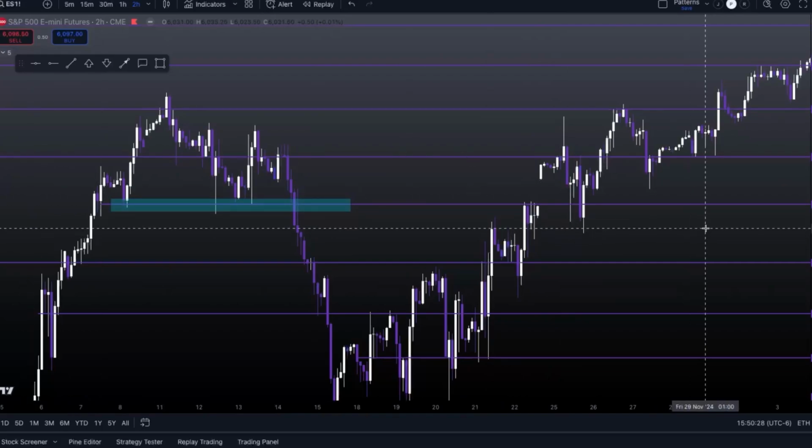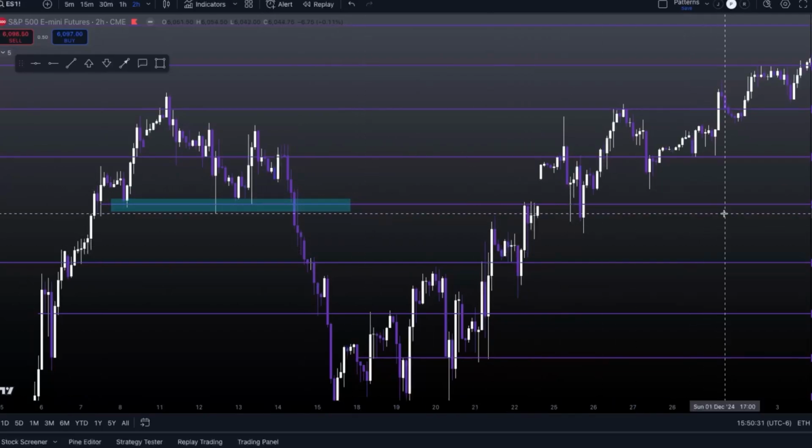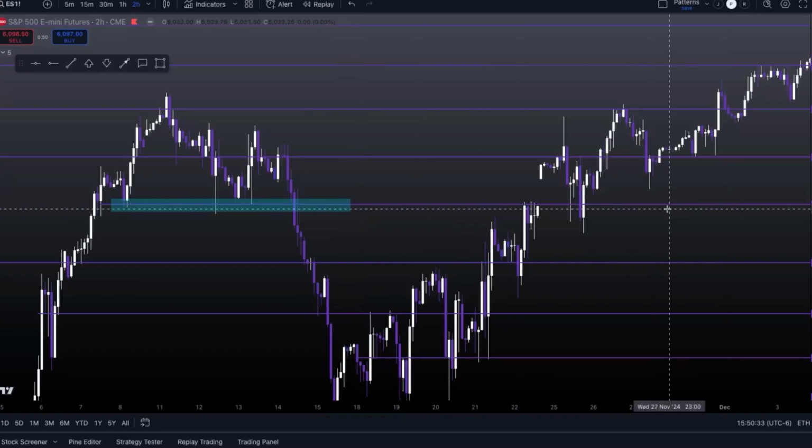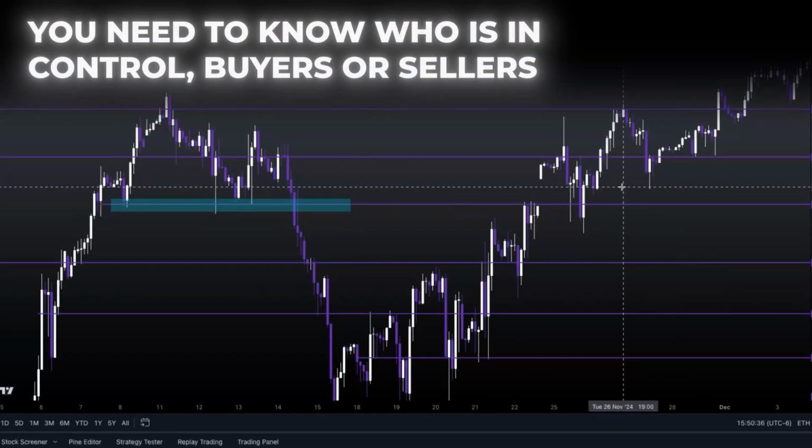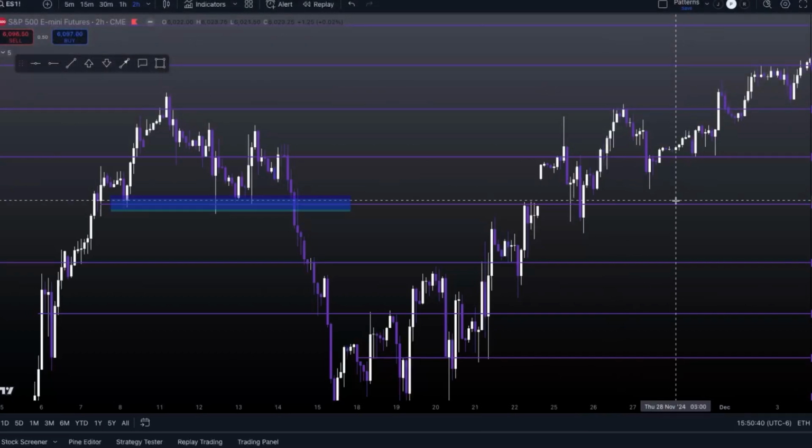You also want to keep in mind high time frame structure in order to keep you from trading in bad price action. You need to know who is in control, buyers or sellers, on higher time frames. That's going to keep you trading with the trend and avoid you taking counter trend trades.